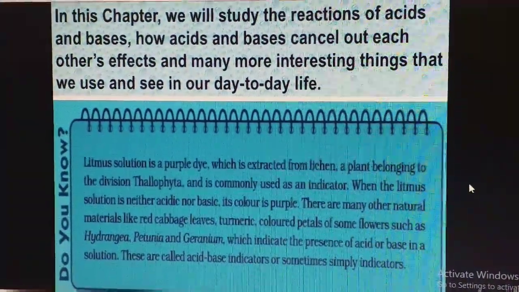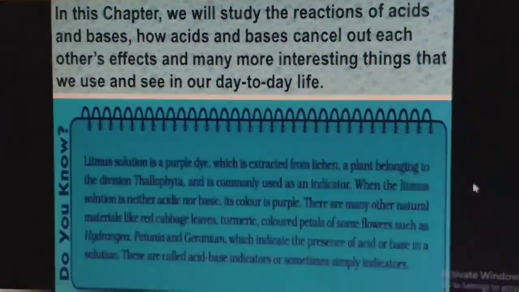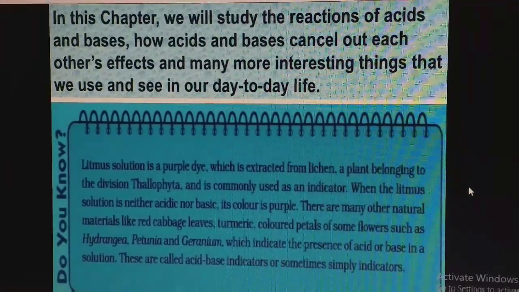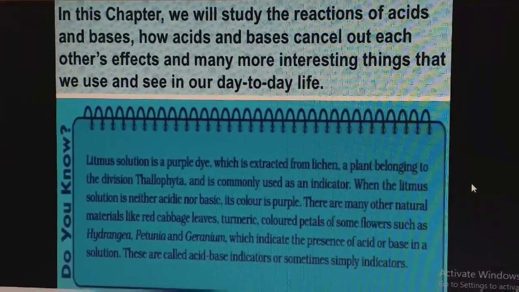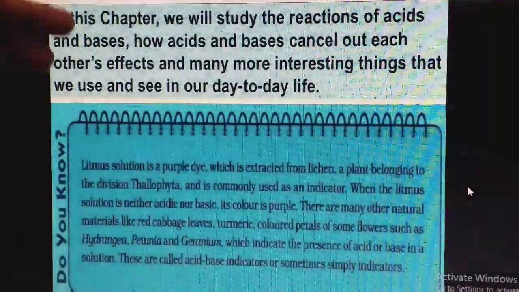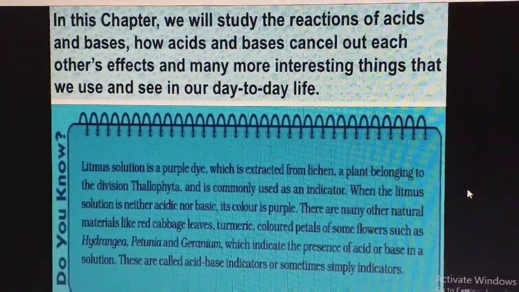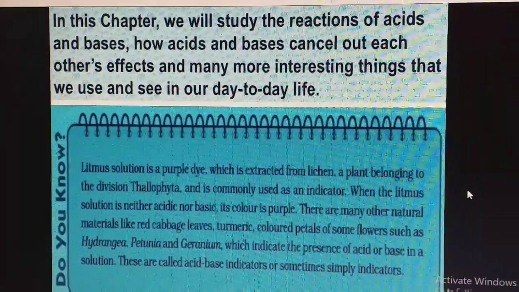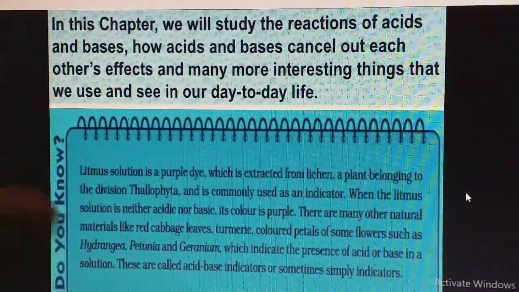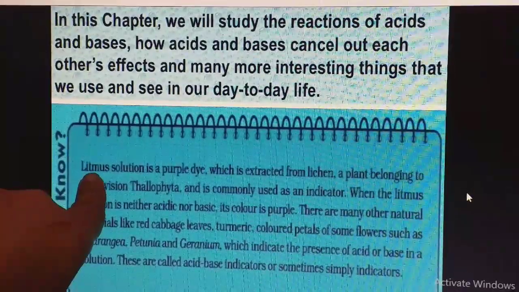So in this chapter we study the reactions of acids and bases, and how acids and bases cancel out each other's effects. That is neutralization, we say, and many more interesting things that we use and see in our day-to-day life.